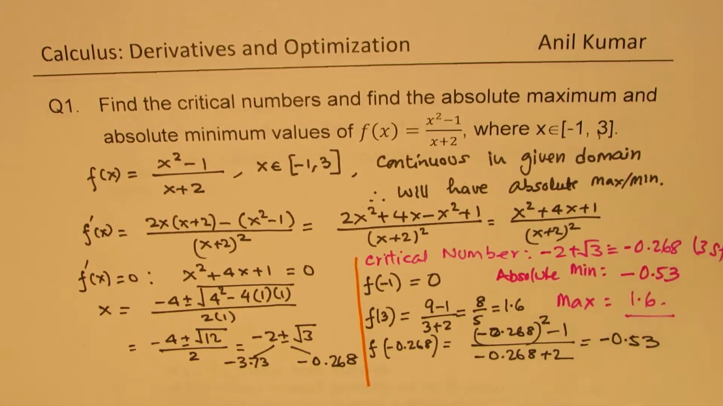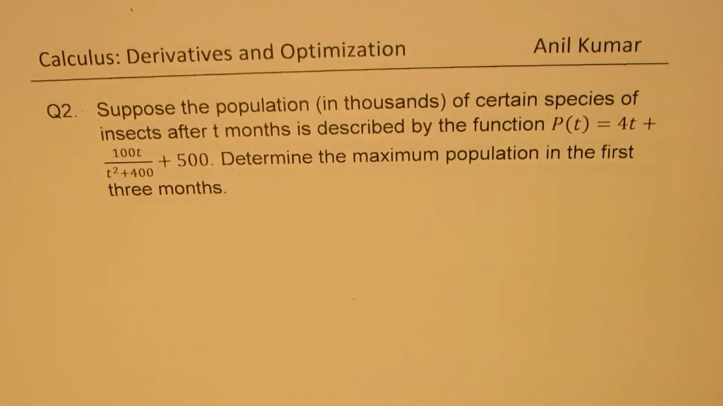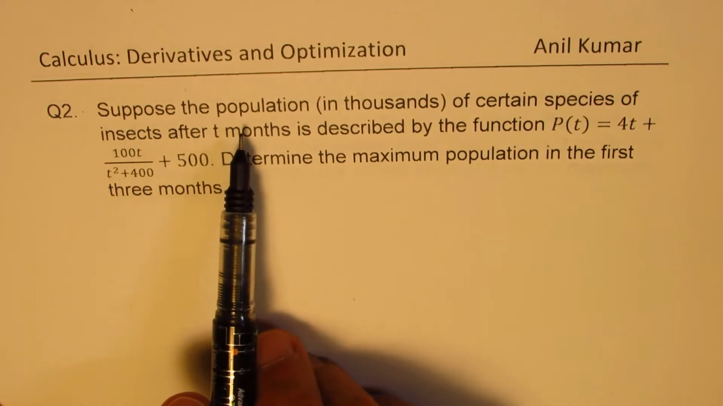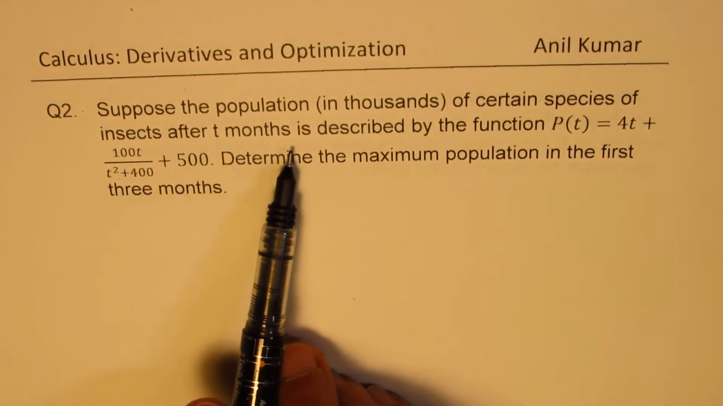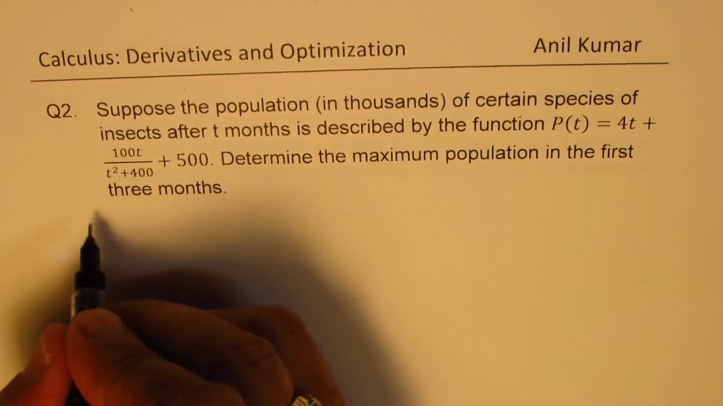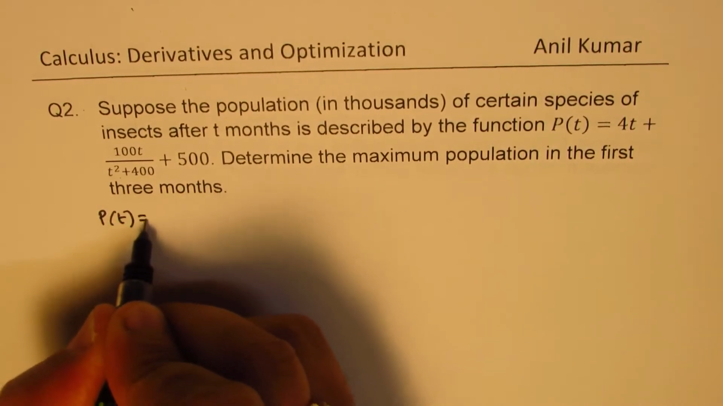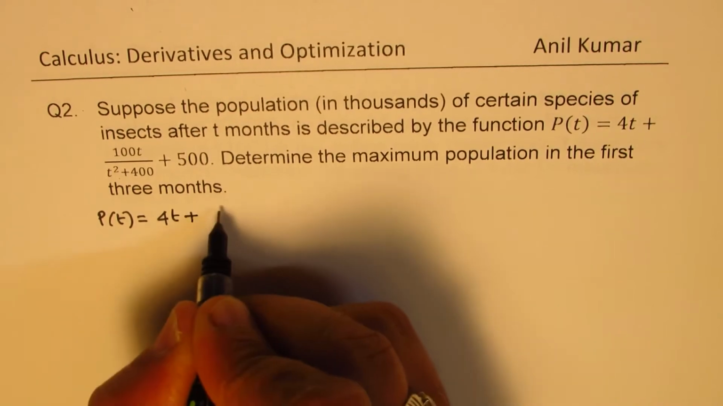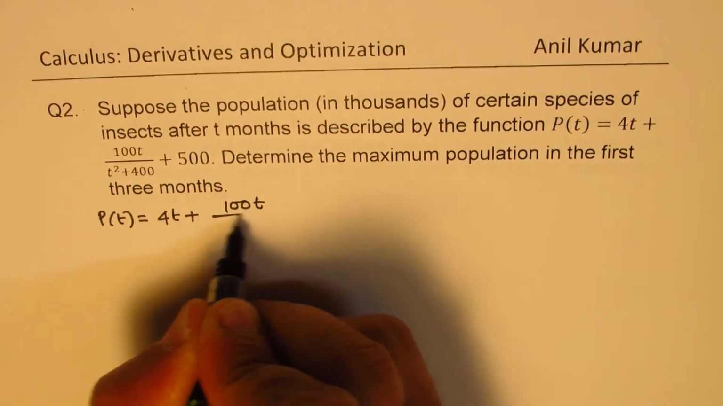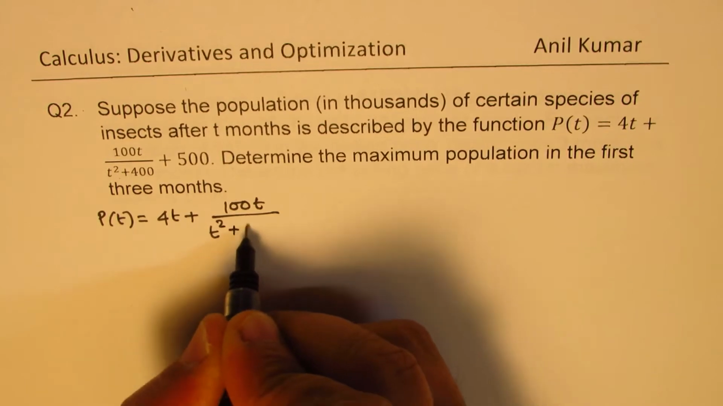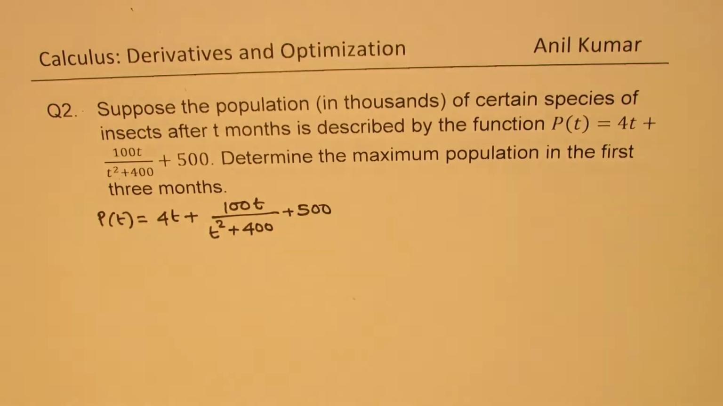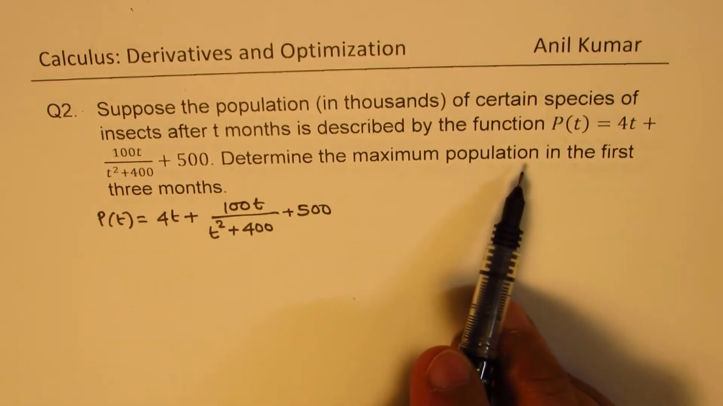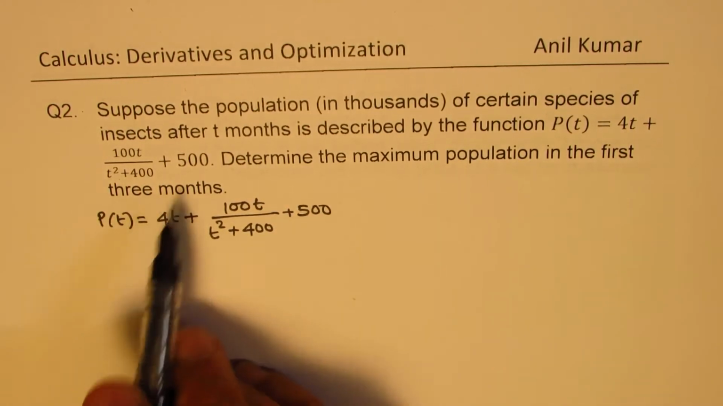Let's move on and take up the second question. Question number 2. Suppose the population in thousands of a certain species of insects after t months is described by the function. So let's write down the function. P of t equals 4t plus 100t over t square plus 400 plus 500. Determine the maximum population in the first 3 months.